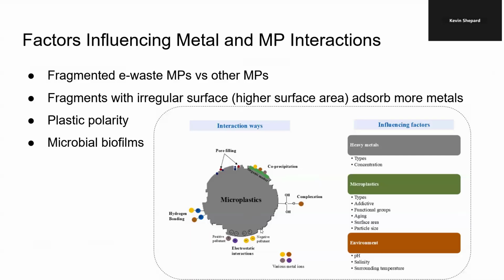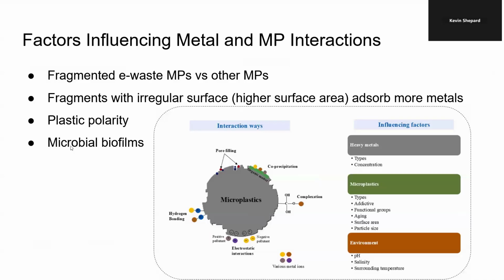A few things about the microplastic itself can influence how many metals can adsorb onto it. You have things like the polarity of the plastic, and different plastics have different additives. Take PVC, for example. PVC has one of the highest metal adsorptions. Basically, because PVC has chlorine inside of the plastic, that chloride is what attracts so many metal ions to its surface.